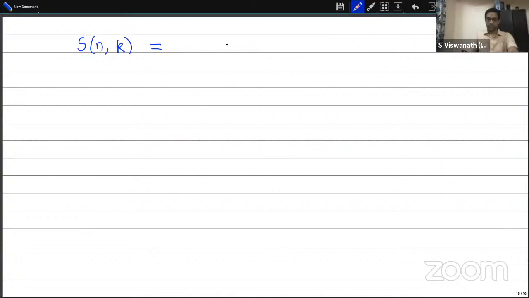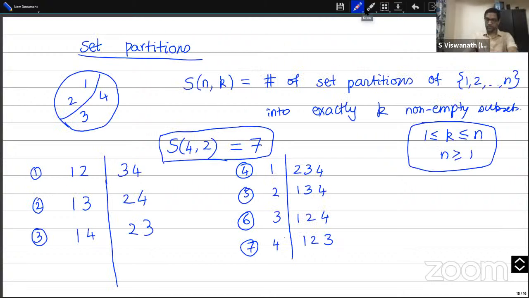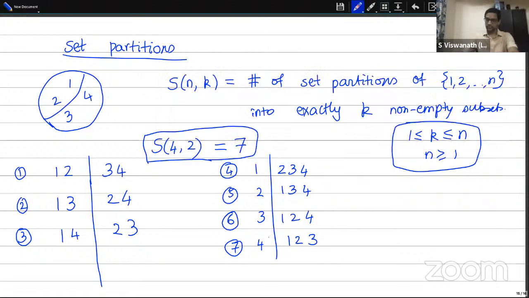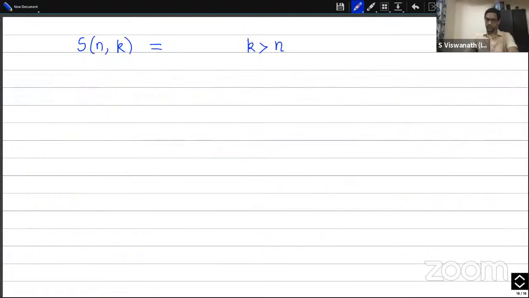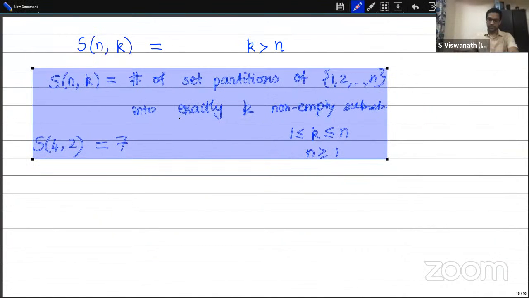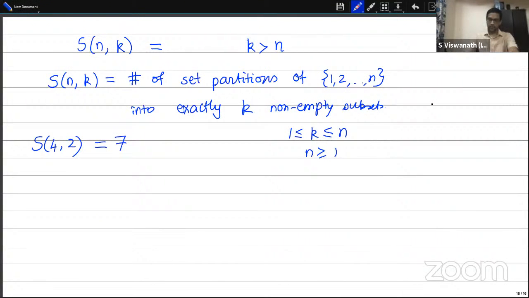Suppose k is too large, bigger than n. Maybe I should just write all this into one single place. So S(n, k) is this, provided this is the usual definition, and for things which are outside my range, I want to define it as 0. This is the standard range, and things outside the range get 0.